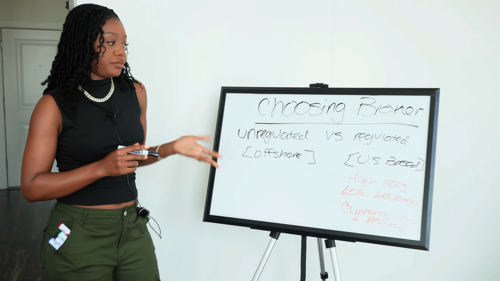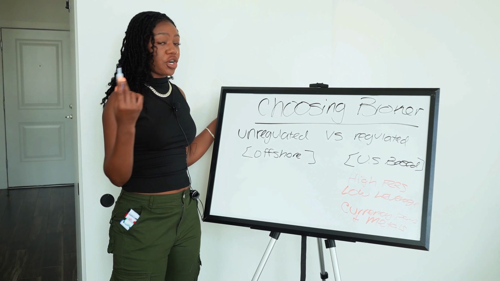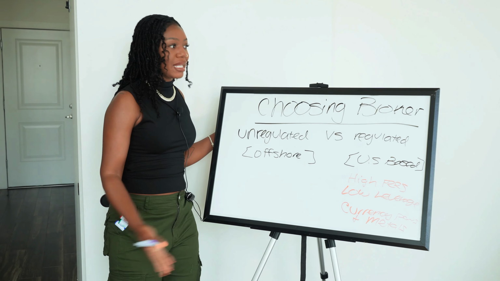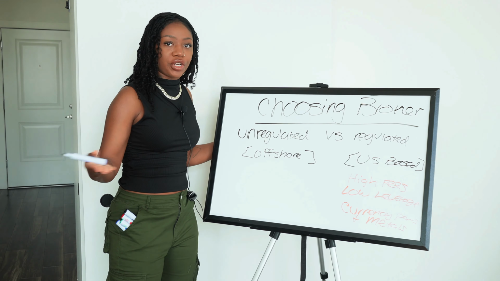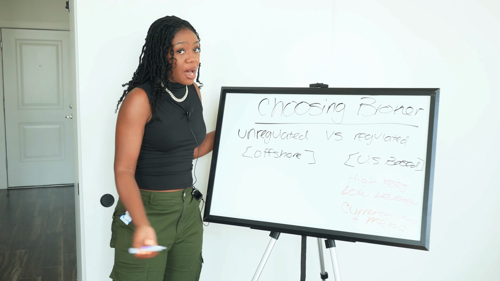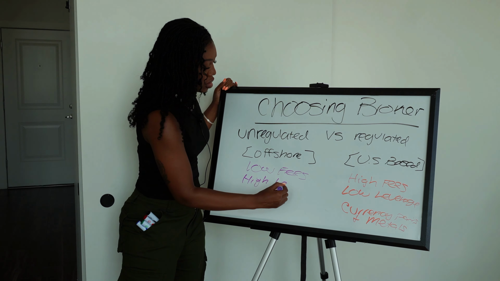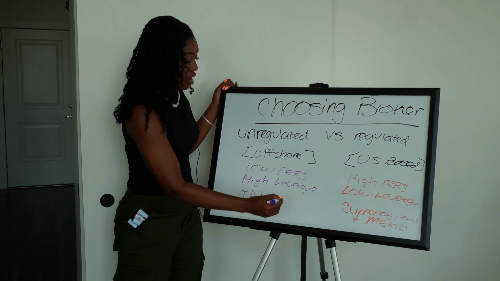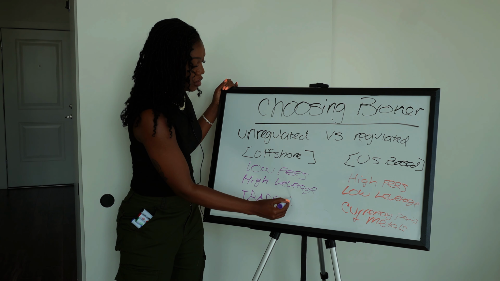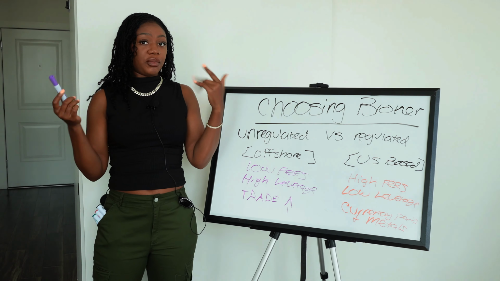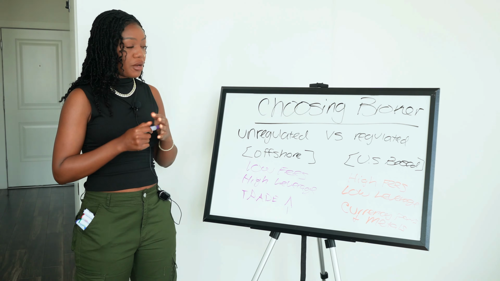That's what I trade. So unregulated brokers, which are offshore brokers, so this can be UK based, it could be island based. You've got to look at where your company is based. The exact opposite of the things that I listed here: low fees, high leverage, and you can trade everything. So I'm just going to put like a little up symbol, like you could trade everything, okay? So to me, it's a no-brainer to go with an offshore broker.